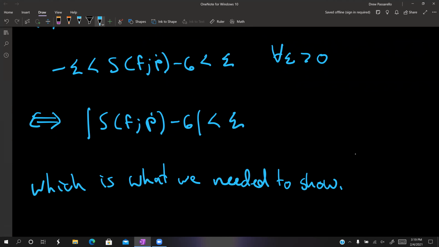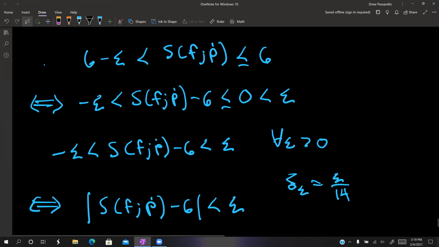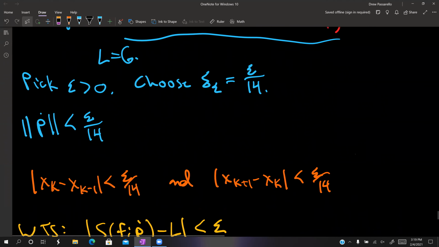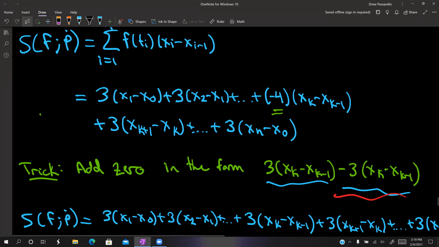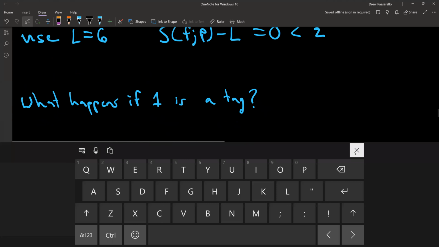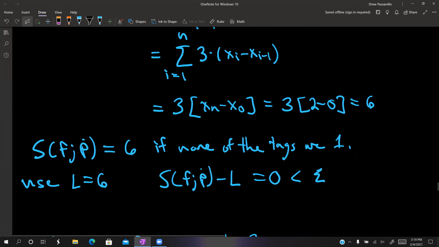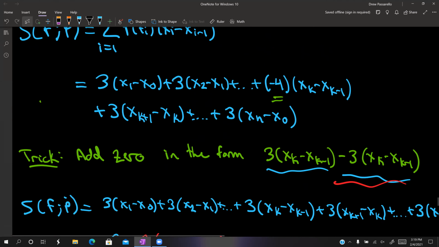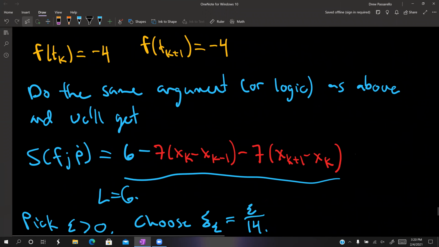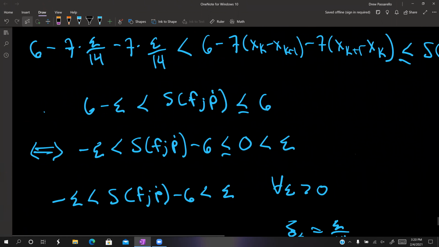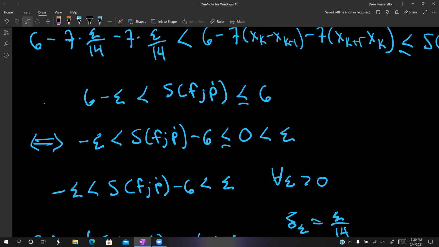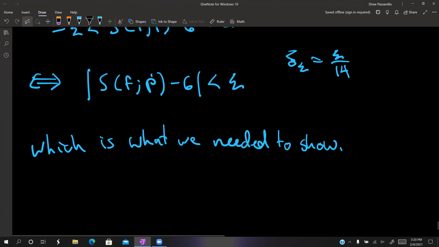All right, so that worked when our delta was chosen to be epsilon over 14. That's the delta that works, that made this proof work out. All right, so hopefully that made sense. It was a little tricky in the sense you had to think of how would you add 0 in what form, and think of, I guess, the worst case scenario would be 1 is 2 tags, and then from there choosing your delta appropriately for that kind of case.